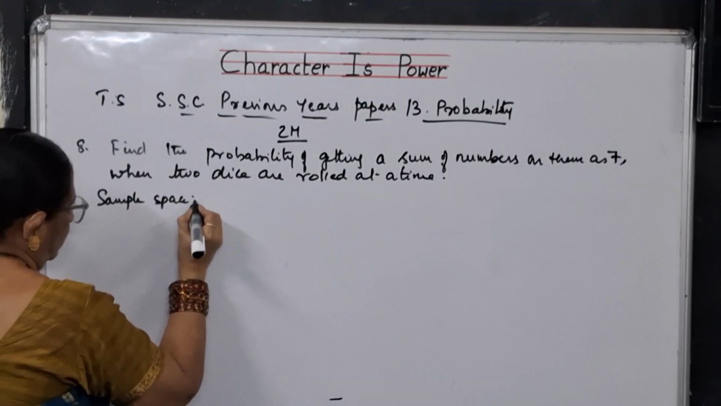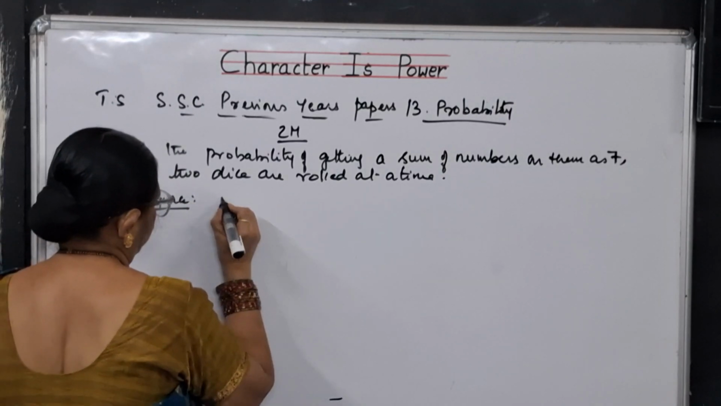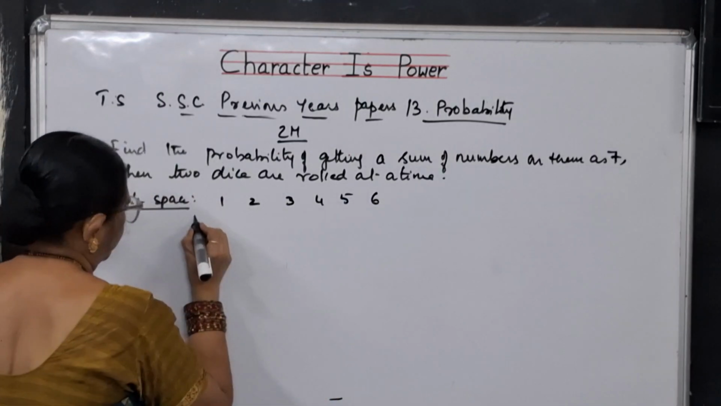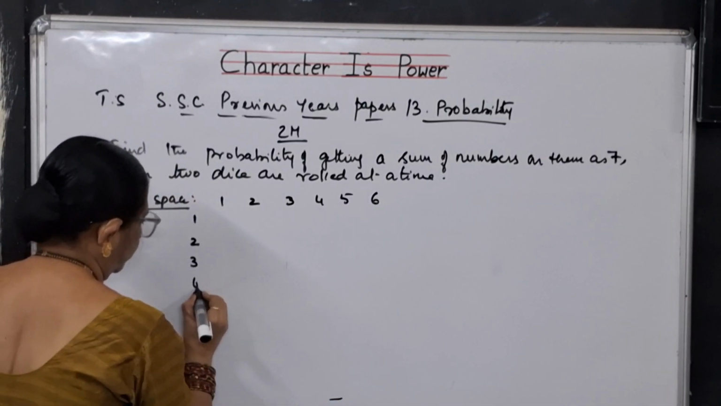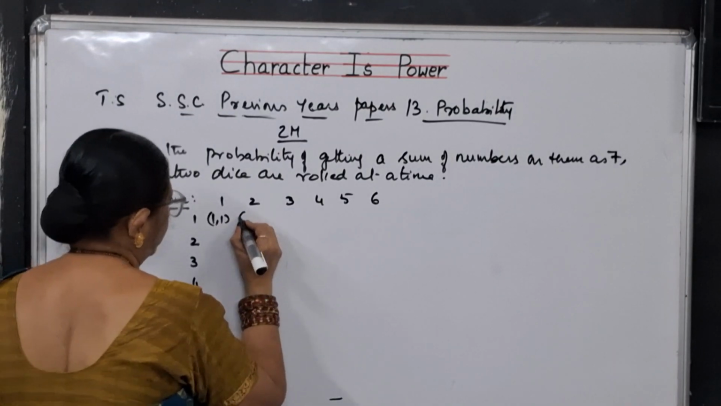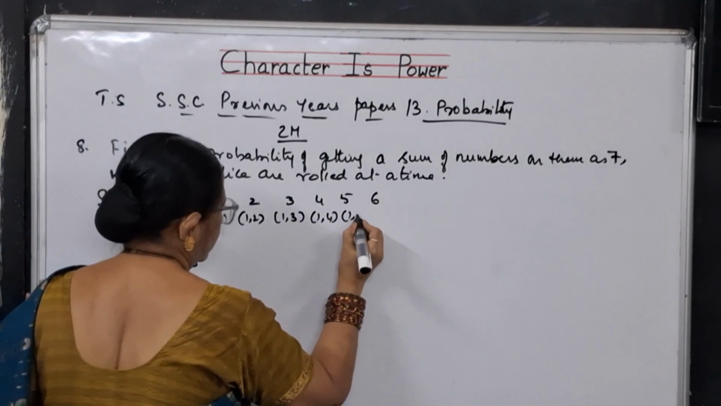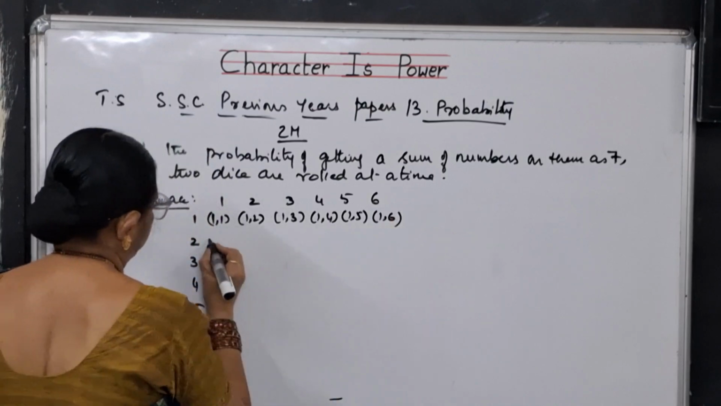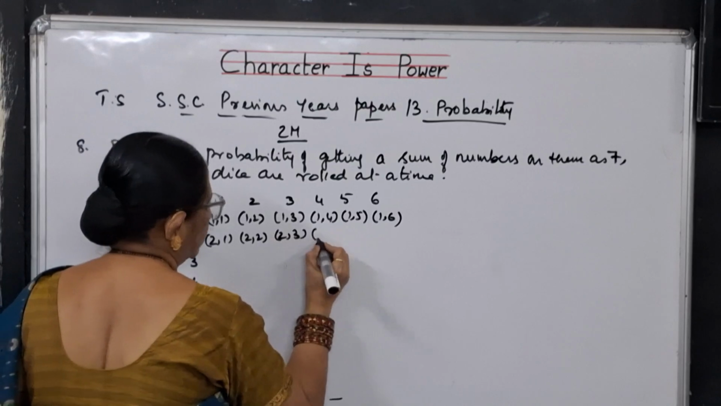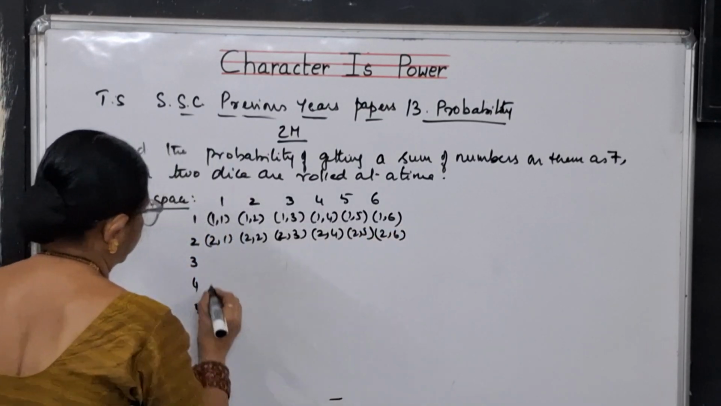space, it is better if you prepare a table. That is, 2 dice are there, no? So first die is 1, 2, 3, 4, 5, 6. And second one, 1, 2, 3, 4, 5, 6. So what are the possibilities? 2 together, 1 comma 1, 1 comma 2, 1 comma 3, 1 comma 4, 1 comma 5, 1 comma 6. Next, 2 comma 1, 2 comma 2, 2 comma 3, 2 comma 4, 2 comma 5, 2 comma 6.